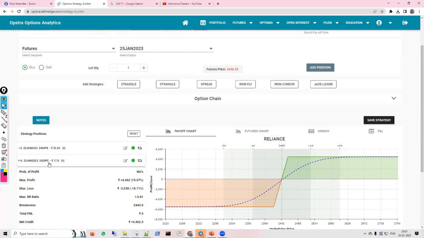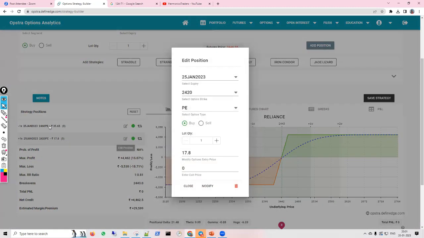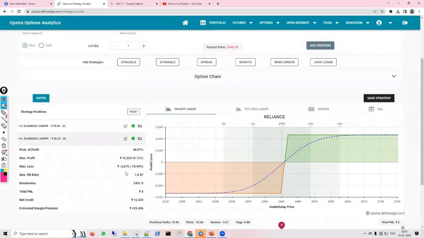Okay, so here by default it is showing 2460 and 2420, right? And the profit is 4,400 and the loss is 5,500. You could change the position. So 2460, and in between we have 2440, right? Yes, you can just select that. Once you select that, just remember this number. It's a 4K profit and 5K loss, so both are going to get reduced. Now it is 2K profit and 2.6K loss.